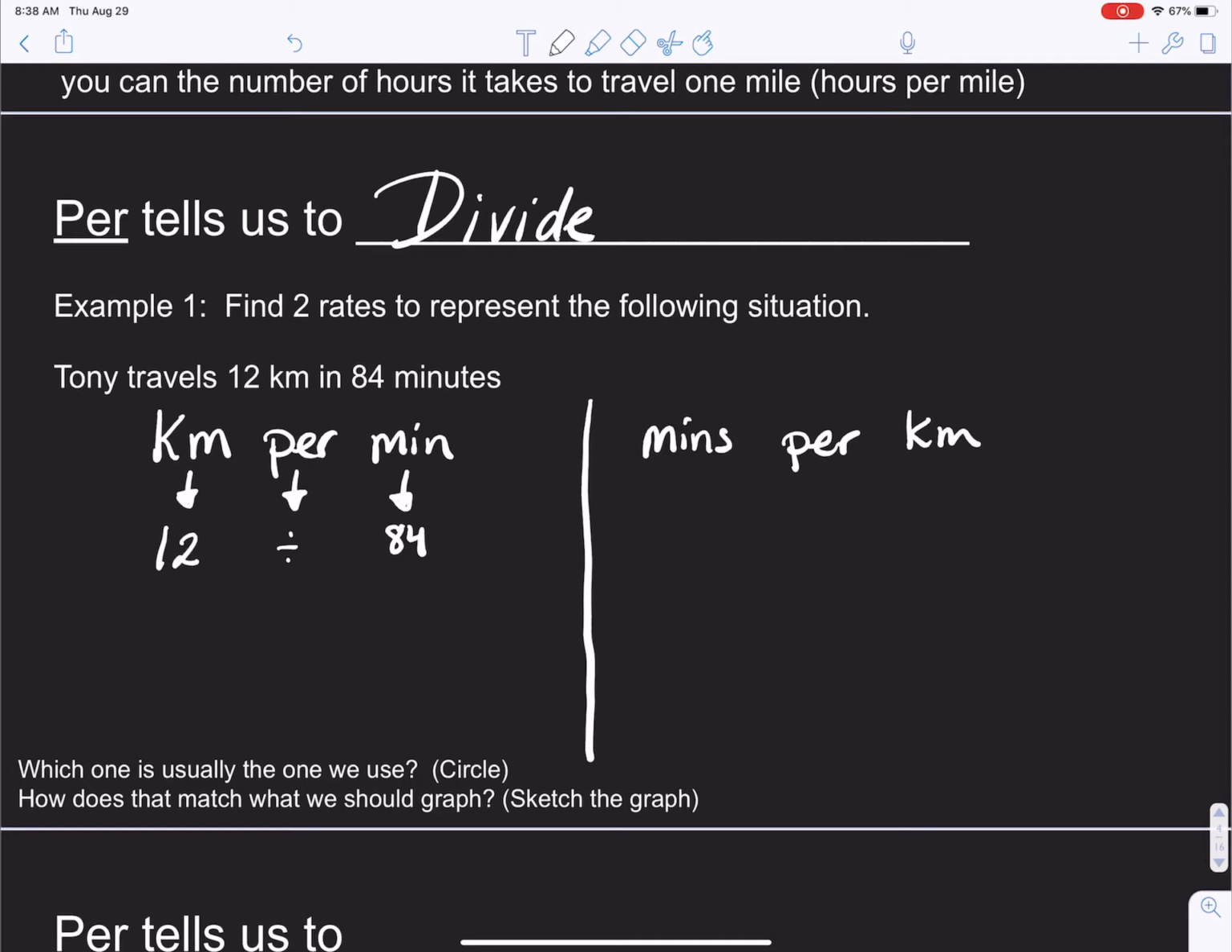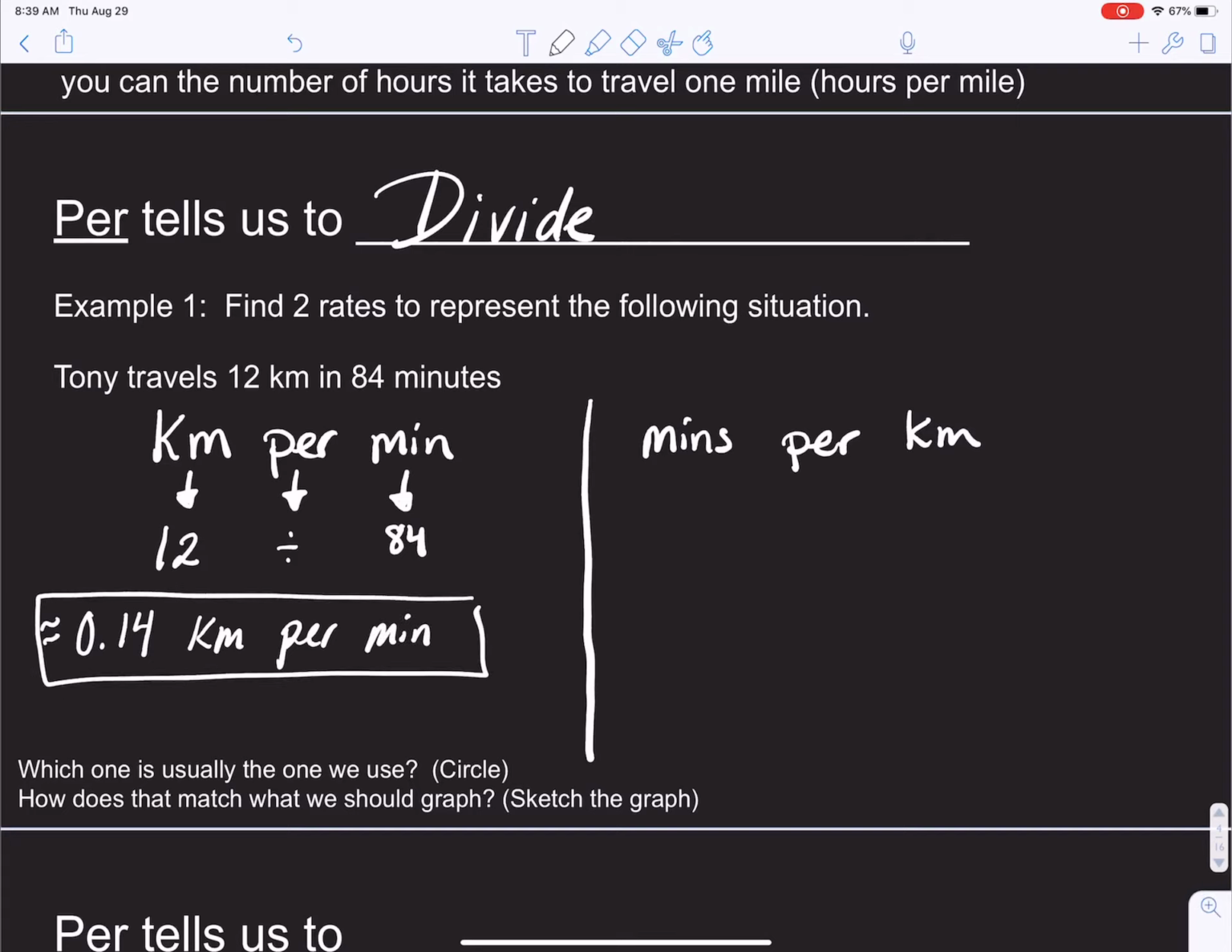If we do 12 divided by 84, we get a decimal, so we need to make sure we use rounding rules. Which decimal place we round to isn't necessarily important for comparing, but we need to be careful about that. For this, we could say that Tony would travel approximately 1/1400ths of a kilometer per minute. That would be one possible unit rate.